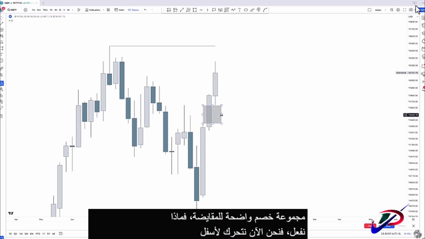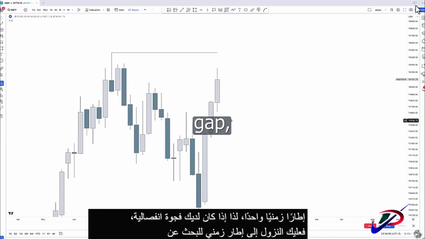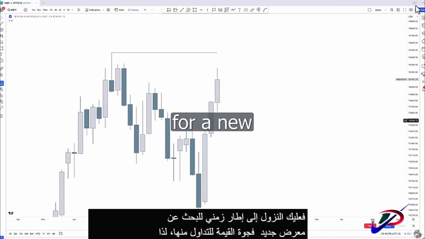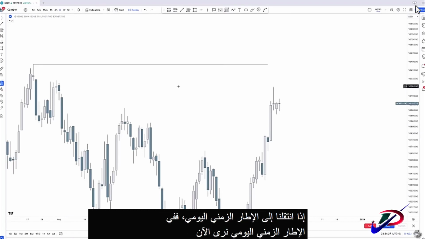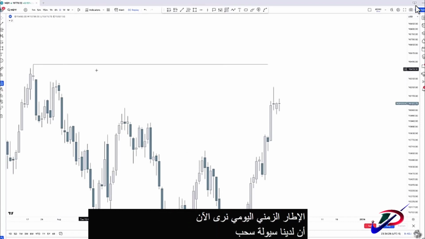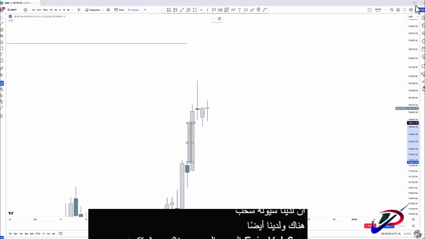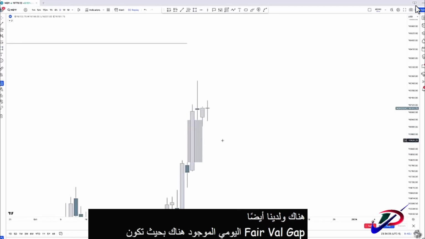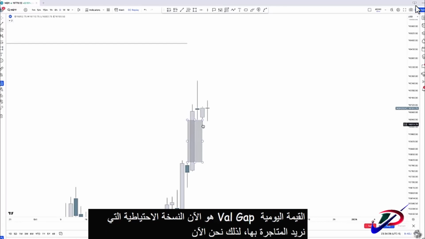So what do we do? We are now going down one time frame. So if you have a breakaway gap, you go down a time frame to look for a new fair value gap to trade off of. So if we go down into the daily time frame, then on the daily time frame, we are now seeing that we have the draw on liquidity right there, and we also have this daily fair value gap sitting right there. So that daily fair value gap is now the fair value gap we want to trade off of.